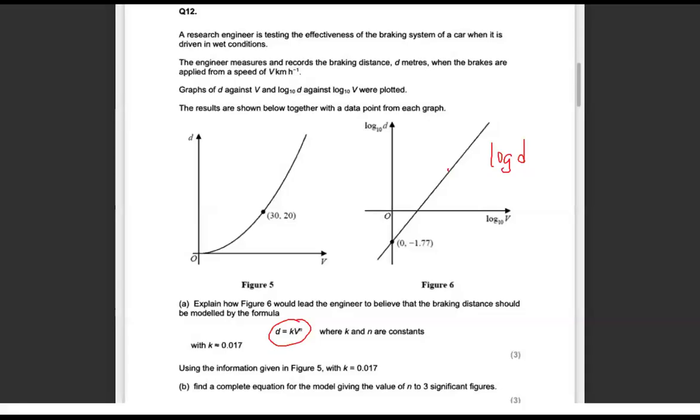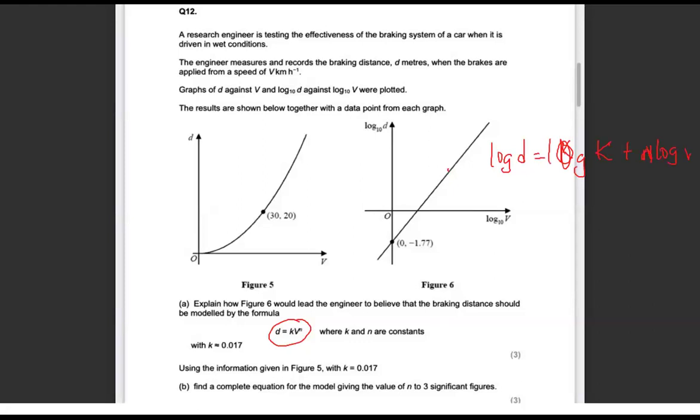So log D equals log K plus N log V. That's it. When you put it this way, it'll give you what K is. You can now start to actually solve it.